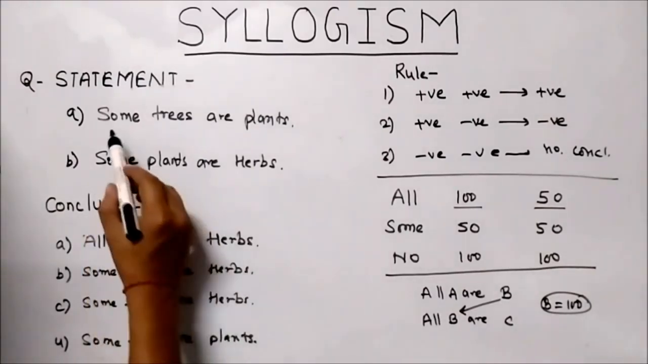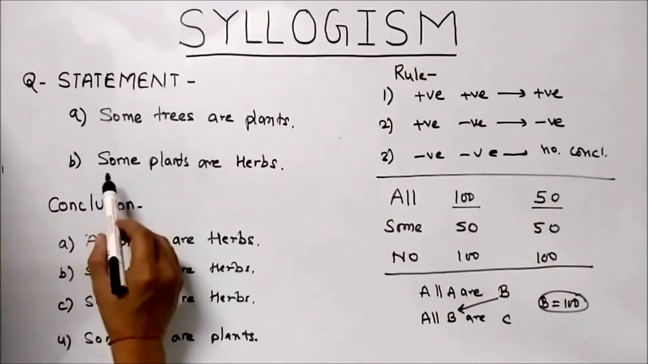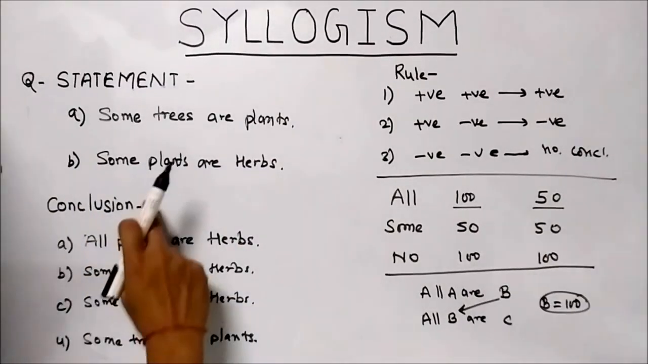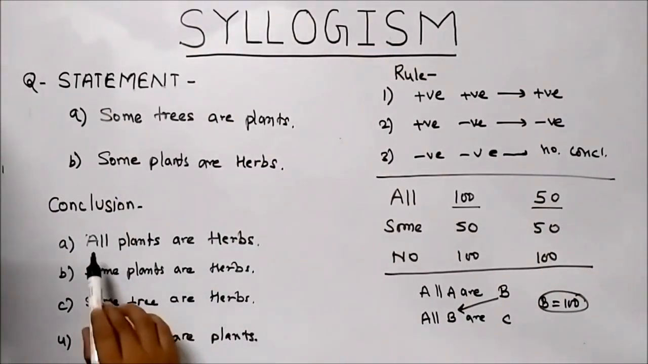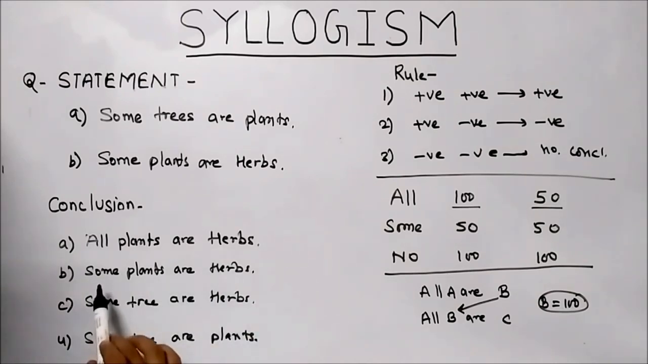Here the first statement is some trees are plant. The second statement is some plants are herbs. And we have four conclusions here. First is all plants are herb. Second, some plants are herb. Third, some trees are herb. Fourth, some trees are plant.